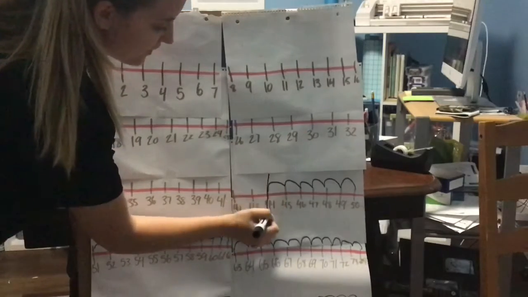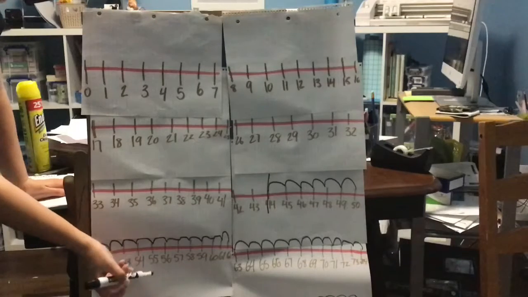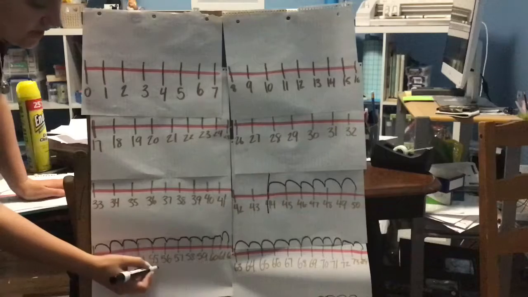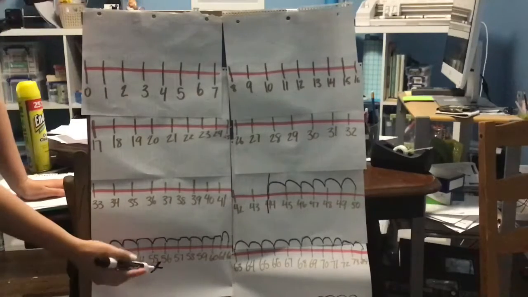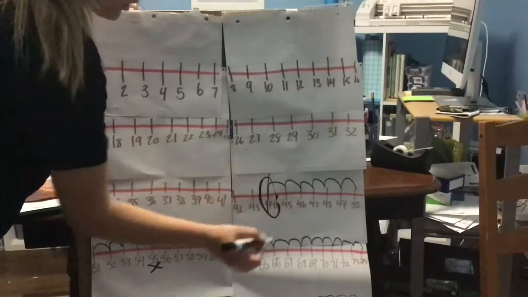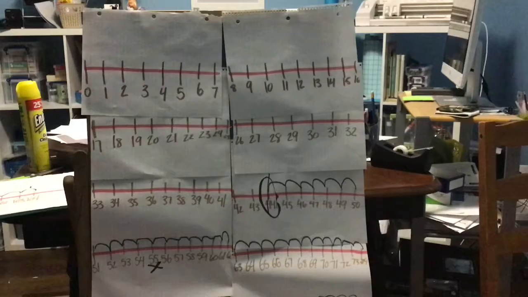So here is our 55 mark. Now you're probably wondering, well, I went past 55. Yes, we're subtracting 55 times. That does not mean we're going to stop at 55. We have to count to 55 and find our number of 44.